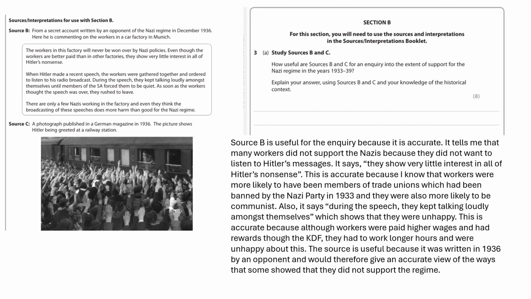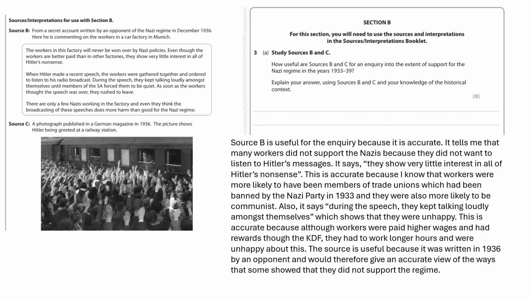You're always going to start off with source B is useful for the inquiry because it is accurate. So learn that sentence. Then you go on to discuss the content. So it tells me that, and you summarize that in your own words. Then you bring in a quote, it says, or if it's a visual one, it shows. And then the key bit, Year 11, is to write, this is accurate because I know that. And then you bring in any information that you have which matches the source, which proves that that source is accurate.